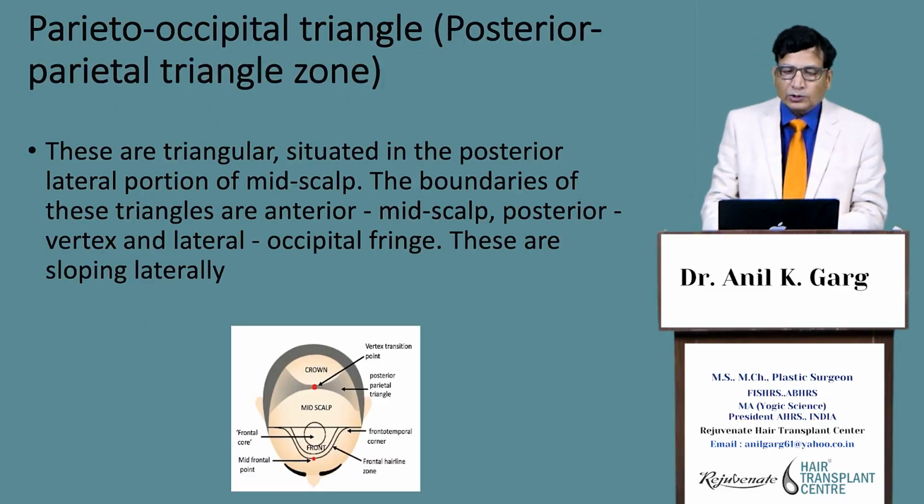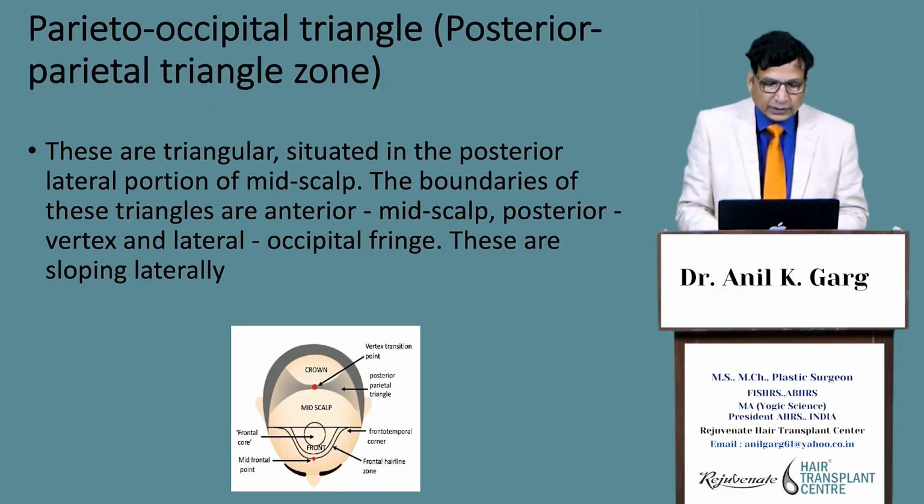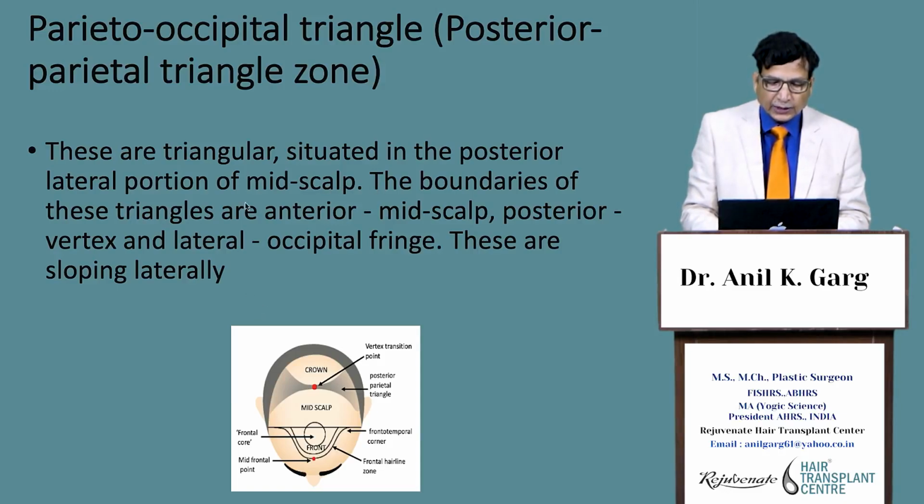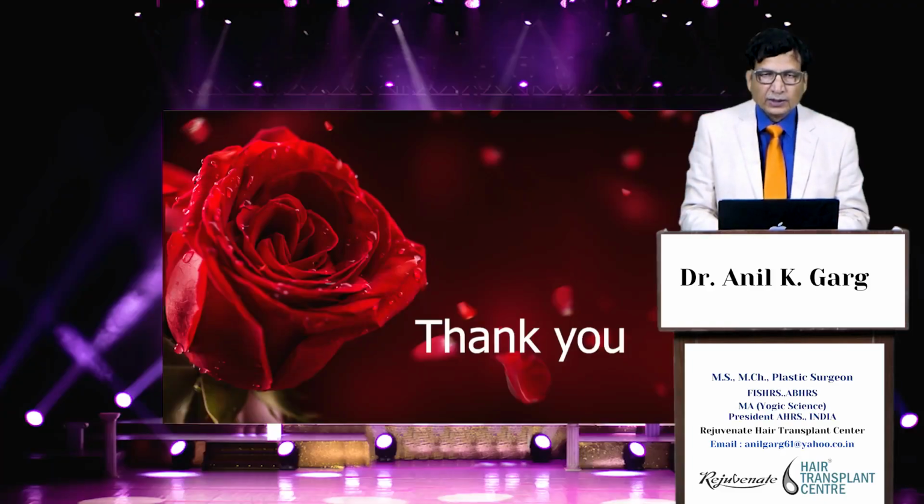Now the parieto-occipital triangle. These are the triangular areas situated in the posterior lateral portion of the mid-scalp. The boundaries of these triangles are anteriorly the mid-scalp, posteriorly the vertex, and laterally the occipital fringe, and these slope gradually laterally and downward. This is the parieto-occipital fringe.